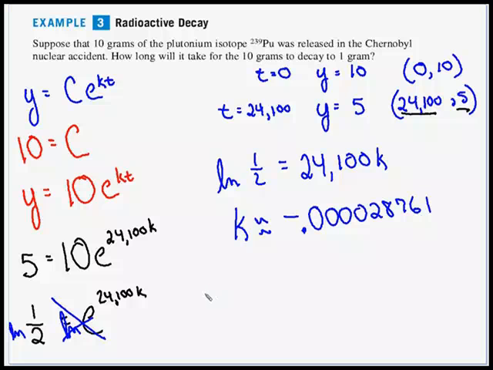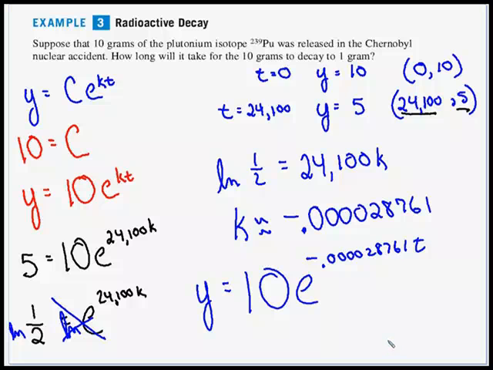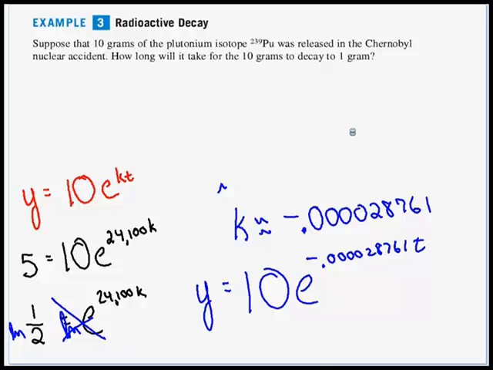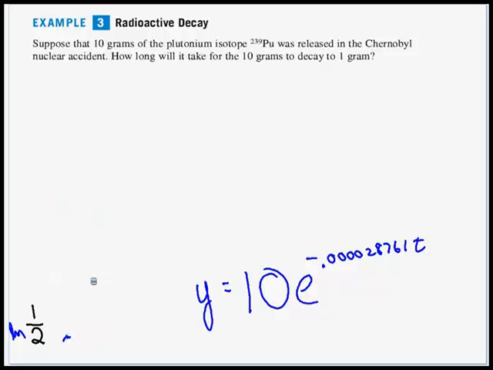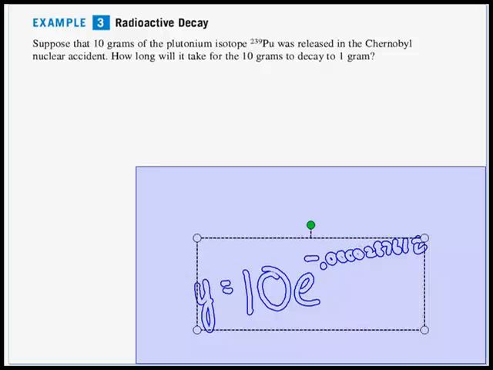So there's our final equation: y equals 10e raised to the power negative 0.000028761t. So there's our model, our equation, and now we can actually get around to answering the question that was asked, which was how long will it take for the 10 grams to decay down to a single gram.